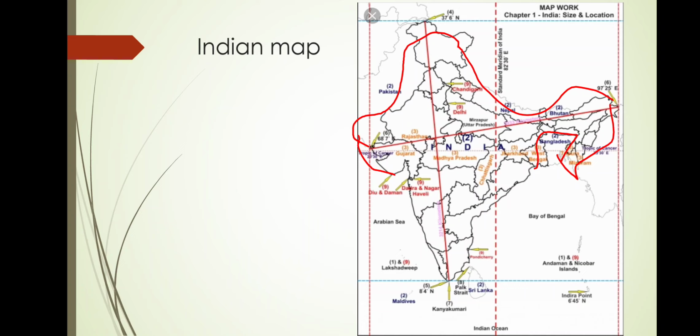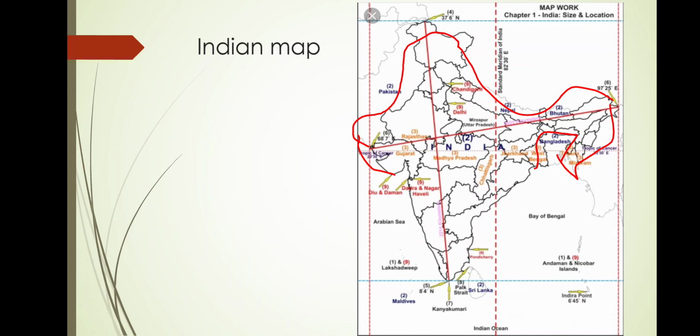So to avoid such confusion in time, we have adopted this 82 degree and a half minute east as our prime meridian. Or no, not prime meridian, Indian standard meridian. Prime meridian is 0 degree always. So it is our Indian standard meridian, and whatever time is happening on this line, we all accept as the standard time for India, and everywhere it is being followed.